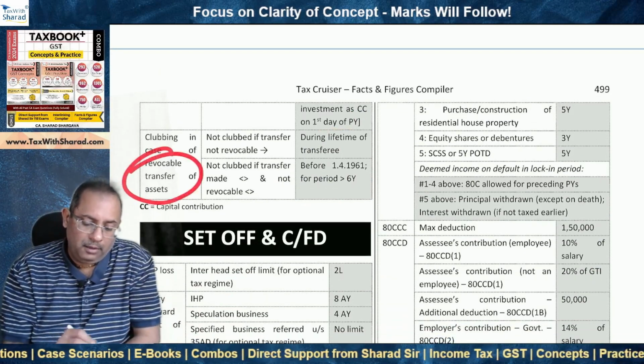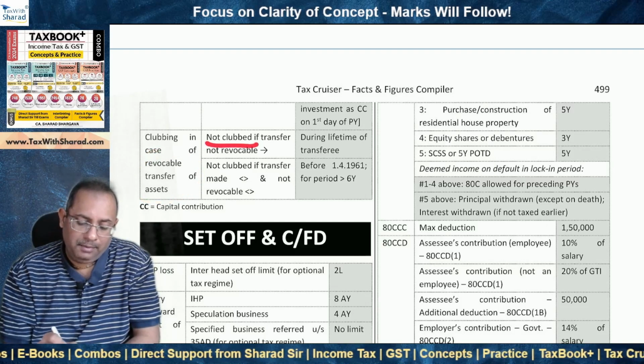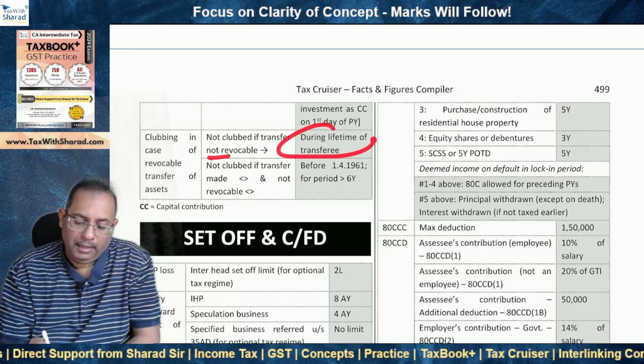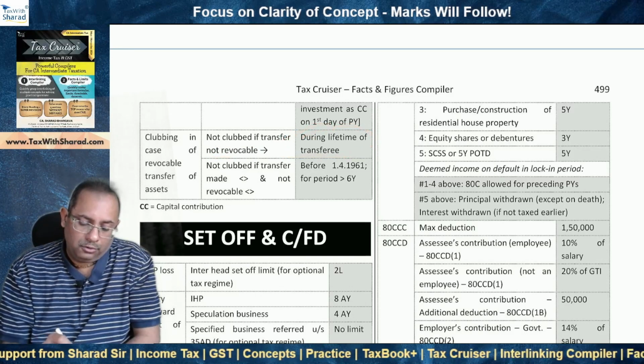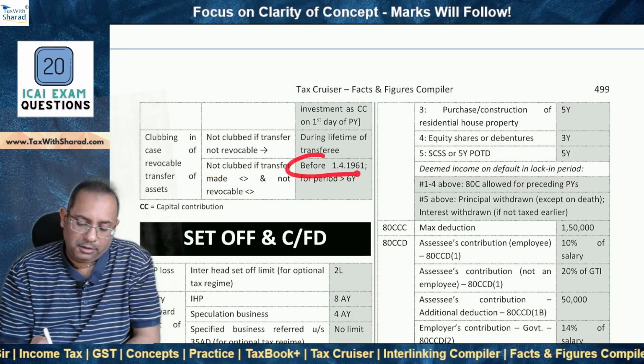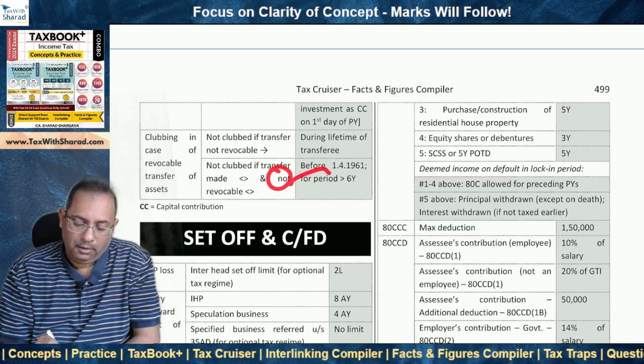In case of revocable transfer of assets, also clubbing happens. There is no clubbing if the transfer is not revocable during the lifetime of the transferee. Also, clubbing doesn't happen if the transfer is made before 1st April 1961 and it is not revocable for a period more than 6 years.